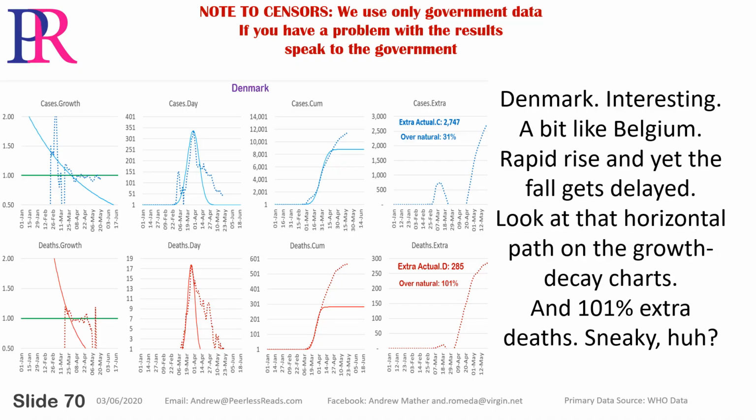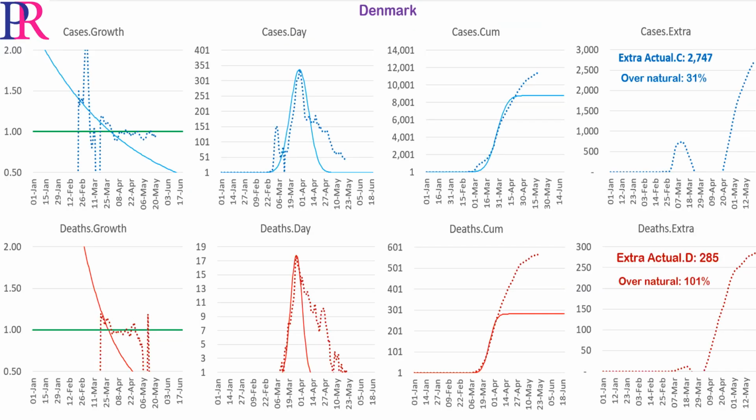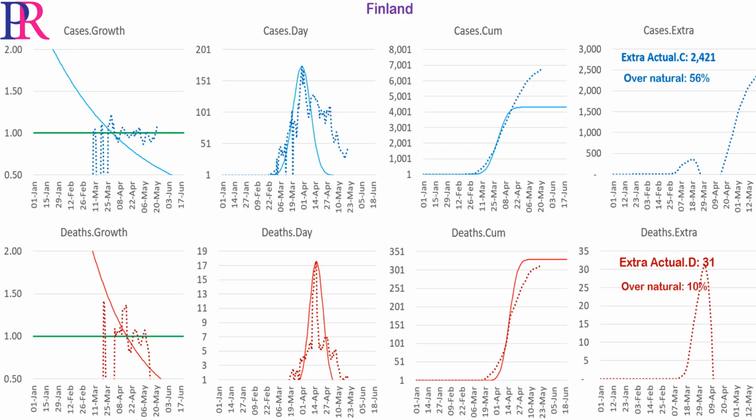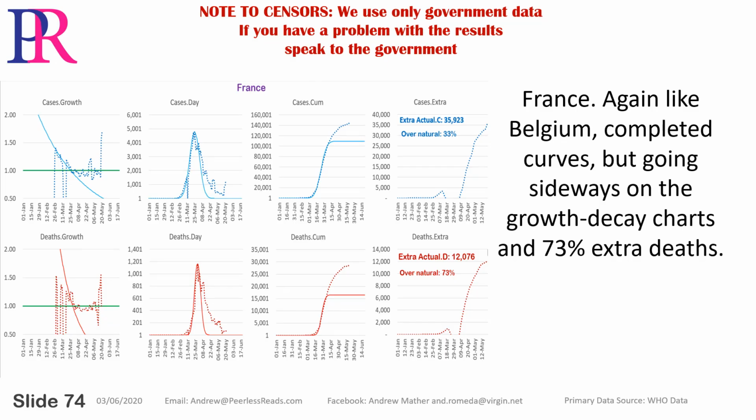Denmark, interesting, a bit like Belgium, rapid rise and yet the fall gets delayed. Look at that horizontal path on the growth decay charts, and 101% extra deaths. Sneaky, huh? Finland, a completed deaths curve, not material, not the tidiest of data, but at those levels not a big issue. France, again like Belgium, completed curves but going sideways on the growth decay charts, and 73% extra deaths.